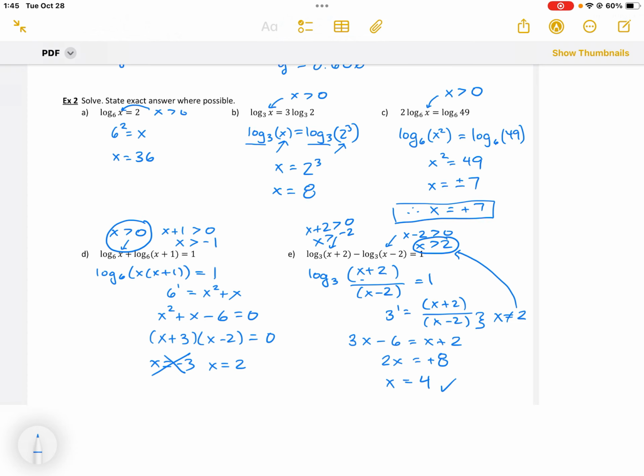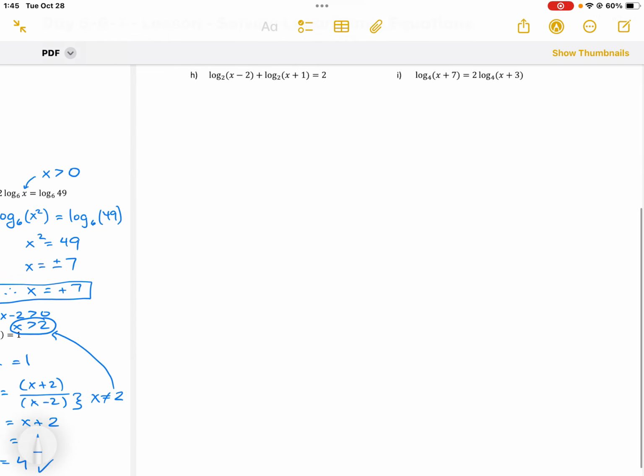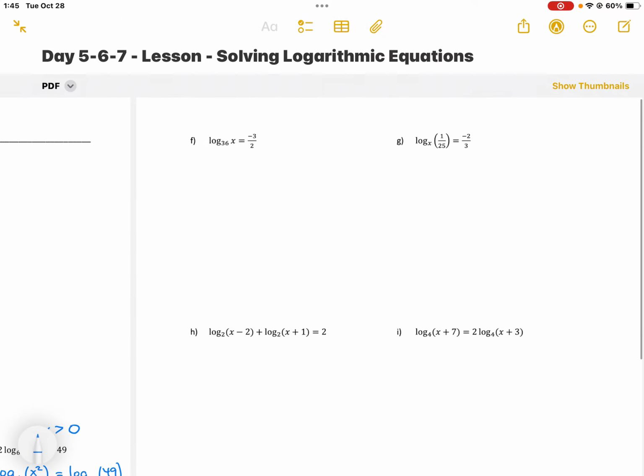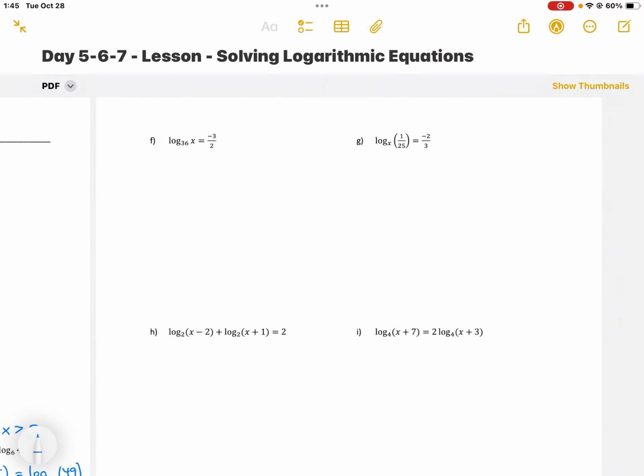So let's do a couple more examples. We'll go on to the next page. Here, I'm looking for the x, which is now my argument. And so the first thing that I'm going to do is change this to exponential form.